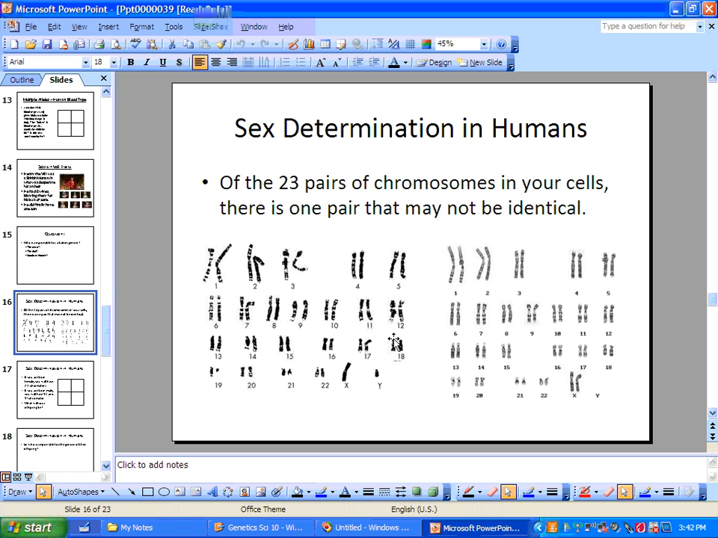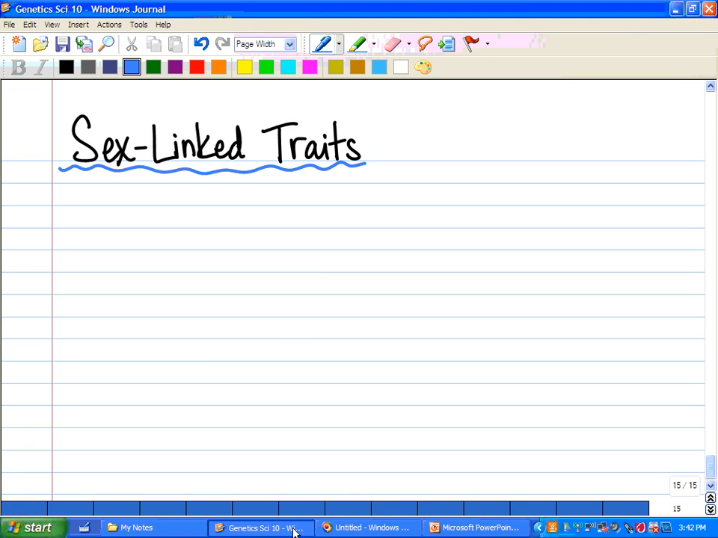So you have 23 pairs of chromosomes in all of your cells. I think we maybe have talked about that. You have 46 in total. They're pretty much all the same between males and females with one exception, and that's these sex chromosomes. So there's X and Y, and you can see they're actually even a different size. The X is quite a bit larger than the Y. So let me walk you through what this looks like. How does this apply to what we're talking about?